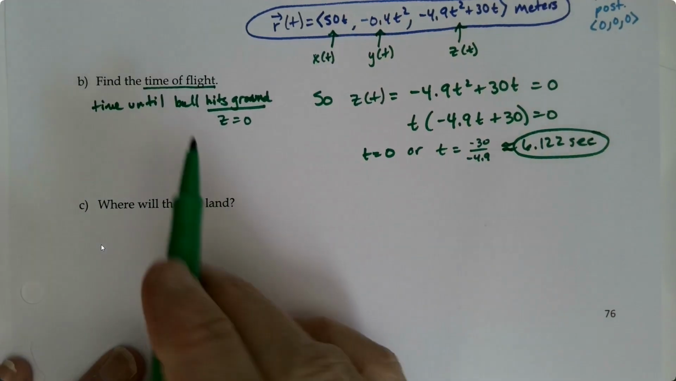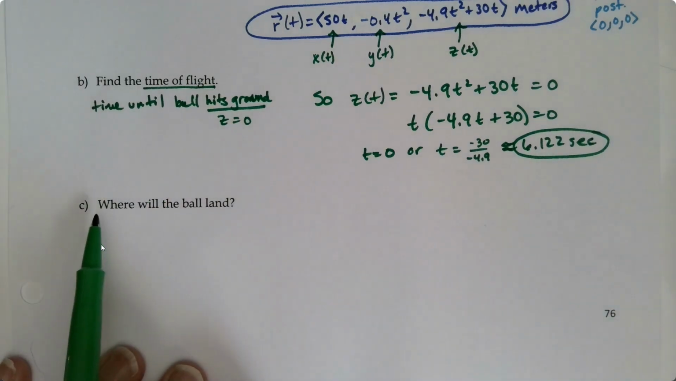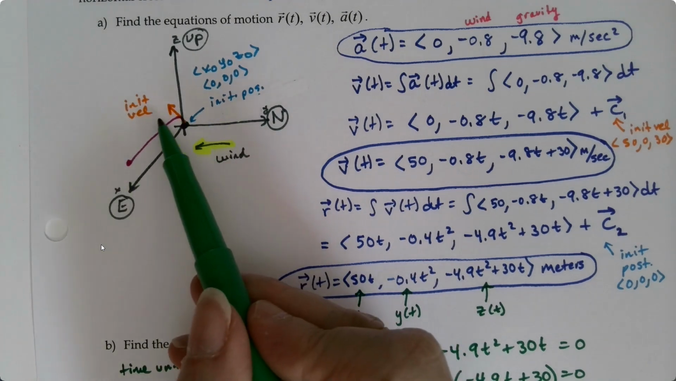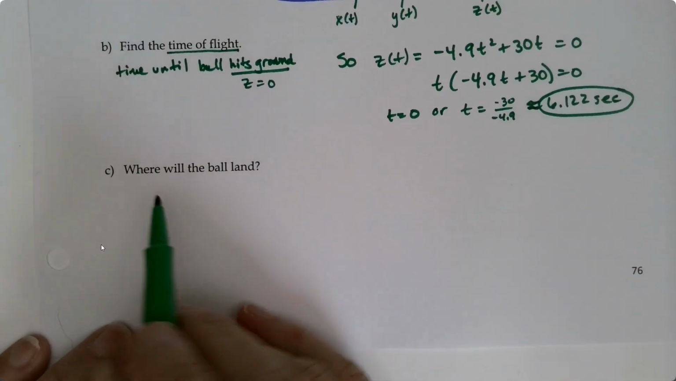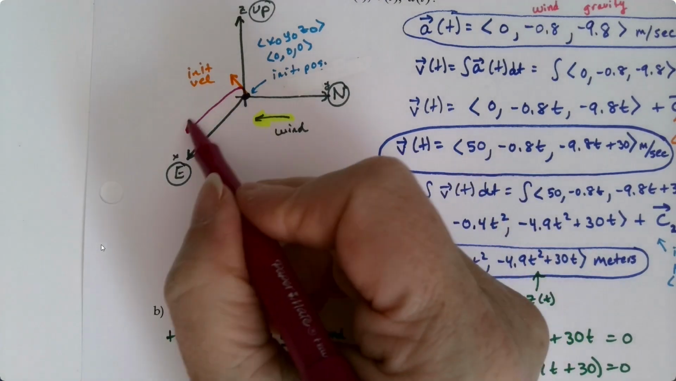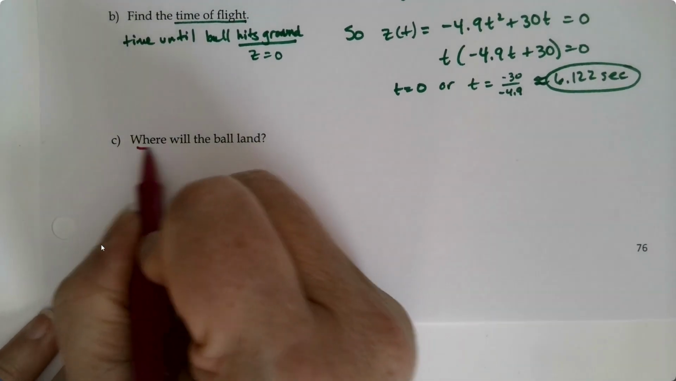All right, so I know it hits the ground at 6.122. So then it says, where will the ball land? So that's asking, it's coming out this way, and it's going to go down. I guess I should have put arrows on this. So it's not finished, it's carving a path. Okay, so where will the ball land?